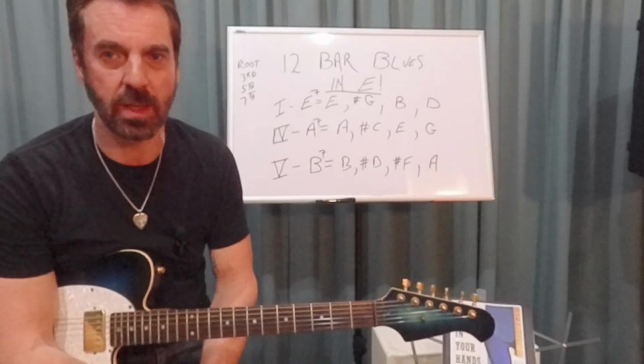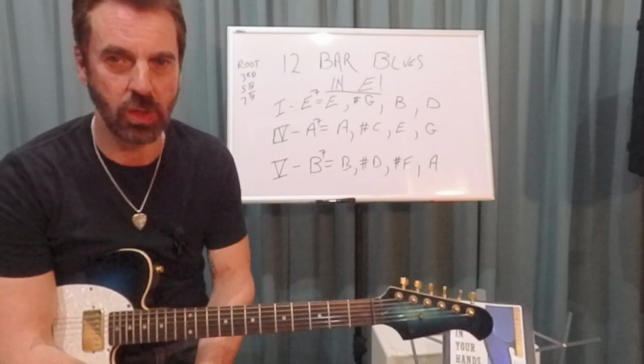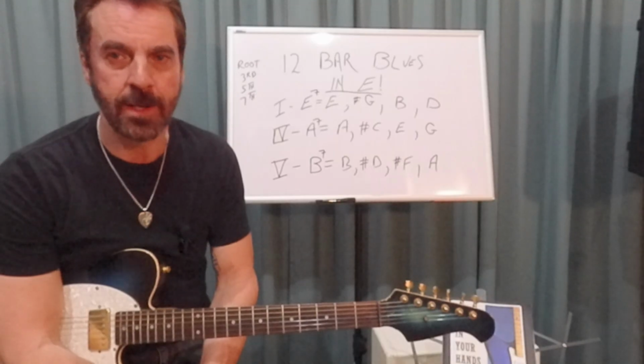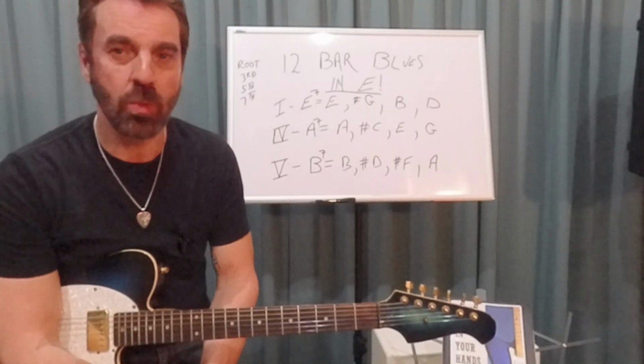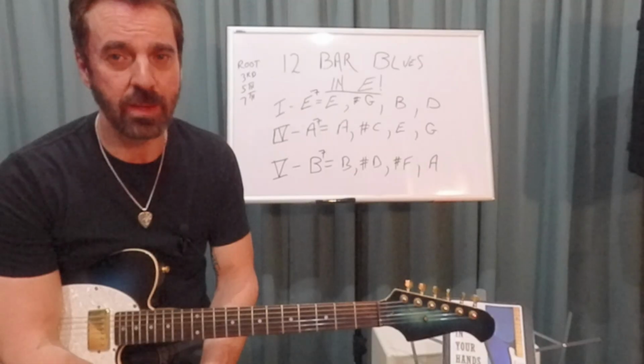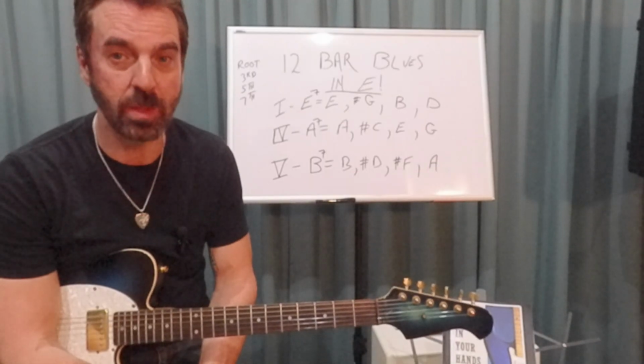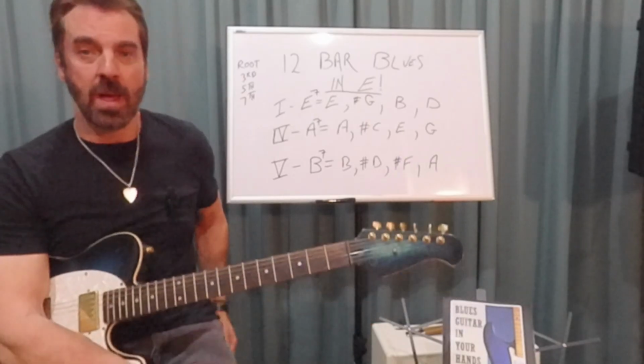There is, of course, G. G minor is definitely a very popular one, and C minor is another really, really popular one. But today we're going to be talking about, I think, pretty much the second most popular key of blues improvisation, which is E.